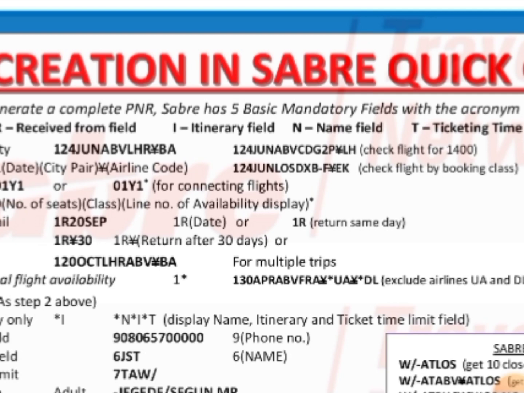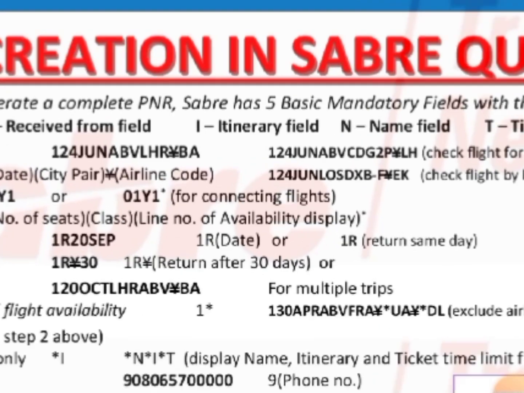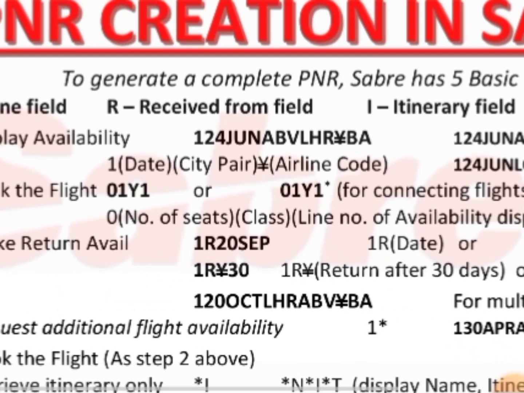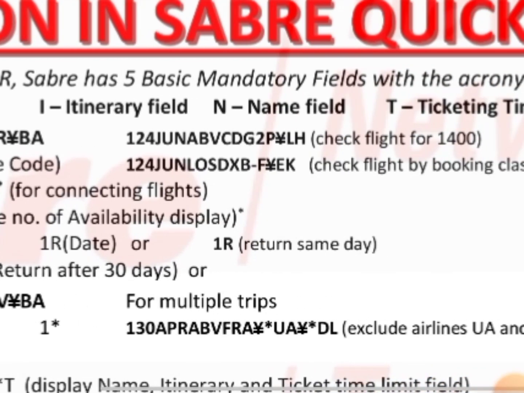To generate a complete PNR, Sabre has 5 mandatory fields. So the 5 mandatory fields are called form field, as you can see here, form field, receive from field, itinerary field, name field, ticketing time limit.